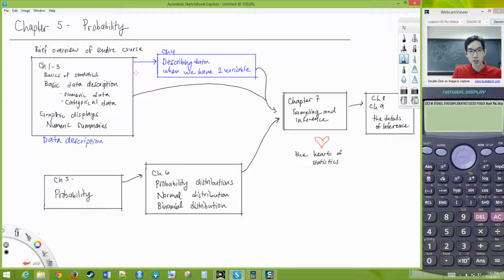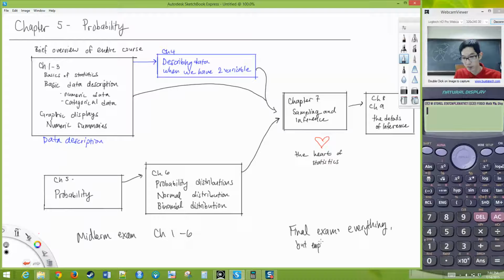So the midterm will cover chapters 1 through 6. And then the final exam will be everything we've learned. So the final exam is everything, but with emphasis on chapters 7, 8, 9, and 12.